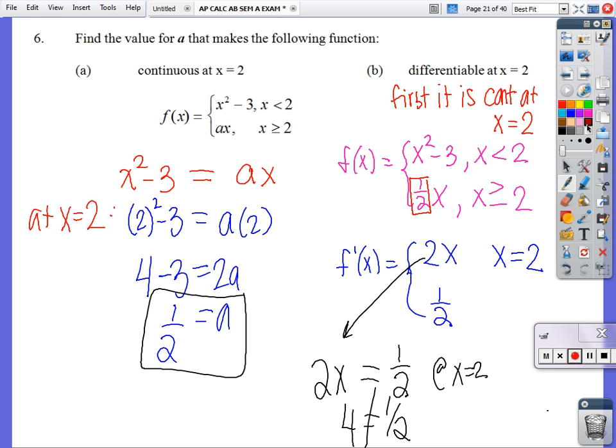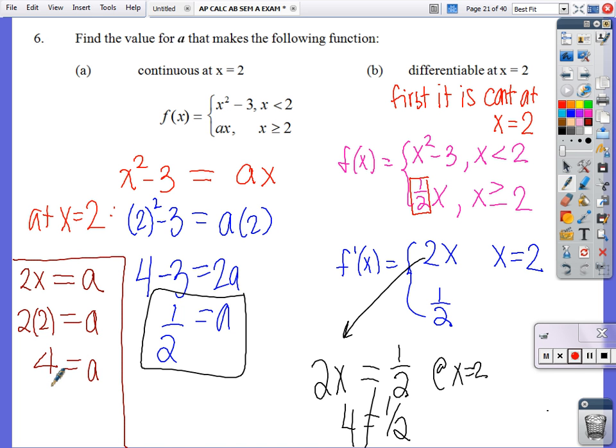Most people will take the derivative of the first function, 2x, and then set it equal to the derivative of the right function, which would just be the a, at x equal to 2. So you get 2 times 2 is equal to a, and you'll get a is equal to 4. So now you made the left and right derivatives the same. Problem is, if you put a equal to 4 into the function, it won't be continuous.